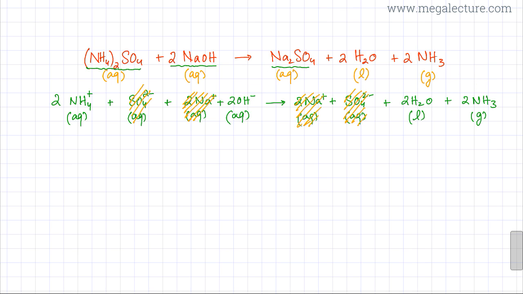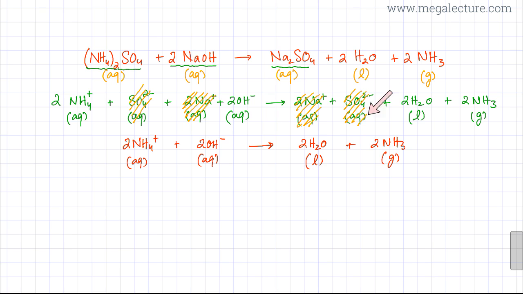So I'm going to rewrite the equation, but without the spectator ions. So it's going to be 2NH4 plus 1 aqueous plus 2OH minus 1, and that's also aqueous. And in my products, I'm going to have 2 water molecules in liquid state and 2 ammonia molecules in gaseous state. So this is going to be my ionic equation. I just got rid of the spectator ions, and the leftover equation is the ionic equation for this reaction.